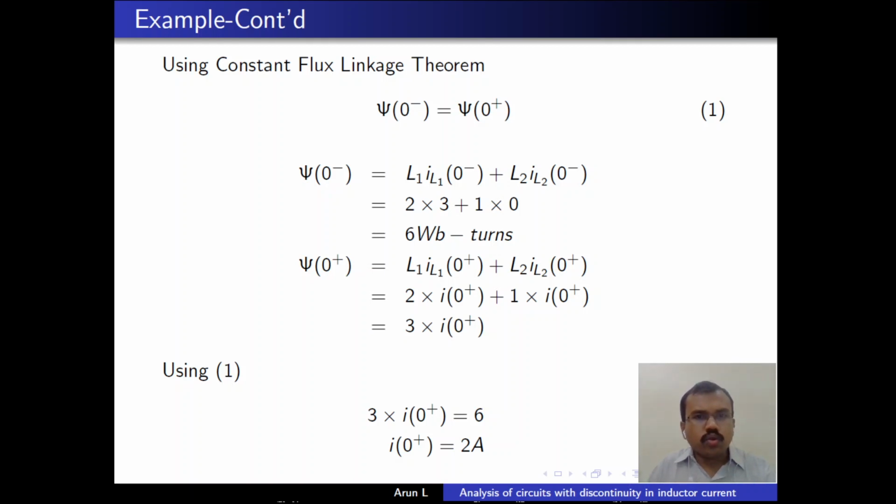There are two more methods to evaluate I(0+) other than using this constant flux linkage theorem. One method is using singularity functions and another method is using Laplace transforms. But this method will give you the value of I(0+) in minimum steps. We can take up the other methods in future videos.